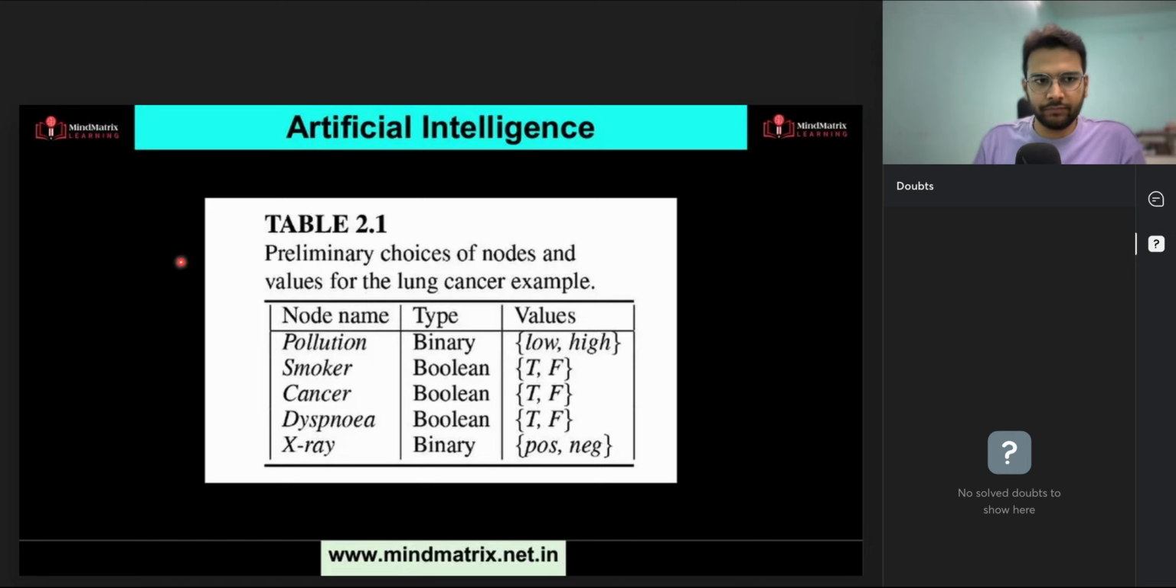Carefully see this now. Now let's consider this case here. So, preliminary choices of nodes and values. Lung cancer example, it is given now.